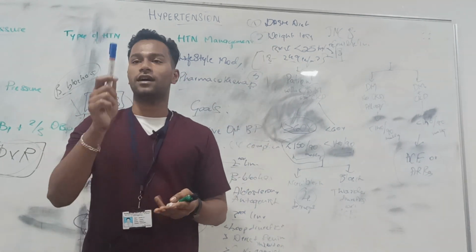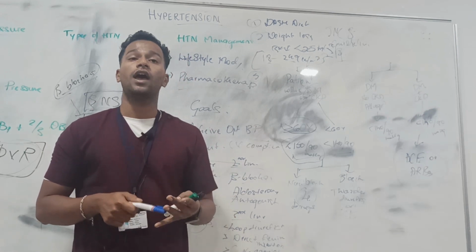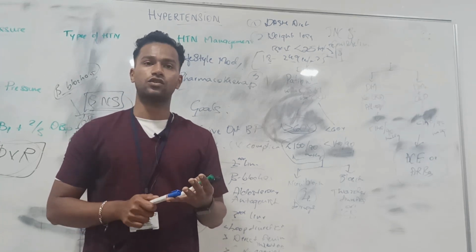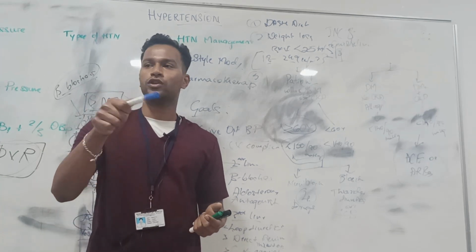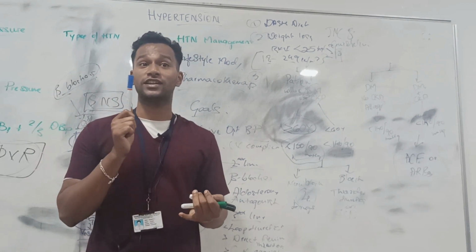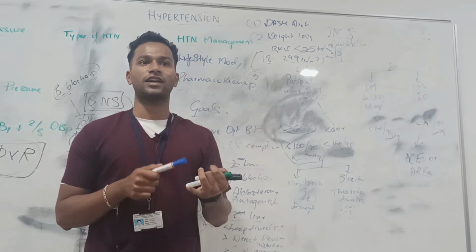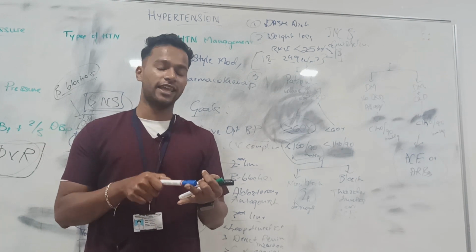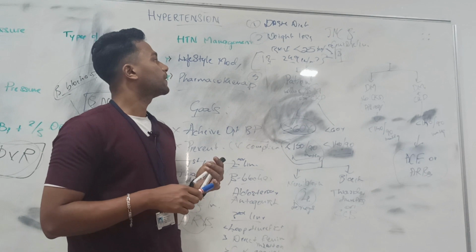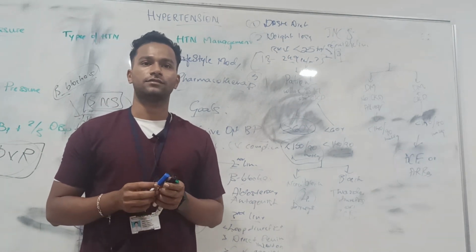What else comes? Exercise. Exercise is another important thing which the patient has to do, at least 30 minutes a day, or else 5 times a week. But when you suggest exercise, you have to see that the patient has no underlying conditions which could be triggered, like myocardial infarction or angina. So you have to be careful. In that case, exercise is contraindicated for that patient. Yeah, these are the things which you have to look at in hypertension. This is how you treat it.